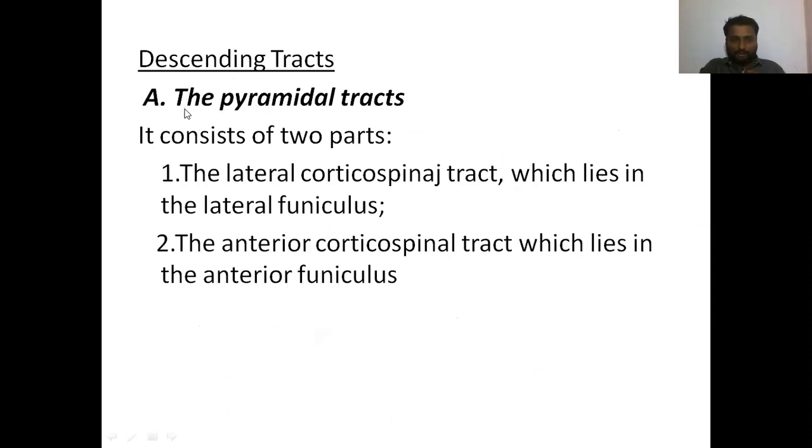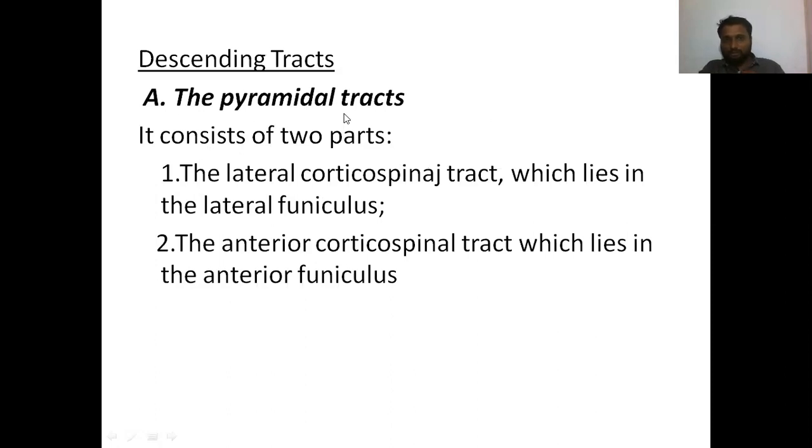See, descending tracts can be divided into two categories: pyramidal tracts and extrapyramidal tracts. What is meant by pyramidal tracts? The cerebrum has pyramidal cells. The tracts or fibers starting from those pyramidal cells, what are those fibers known as? Pyramidal tracts. Other fibers are known as extrapyramidal tracts.